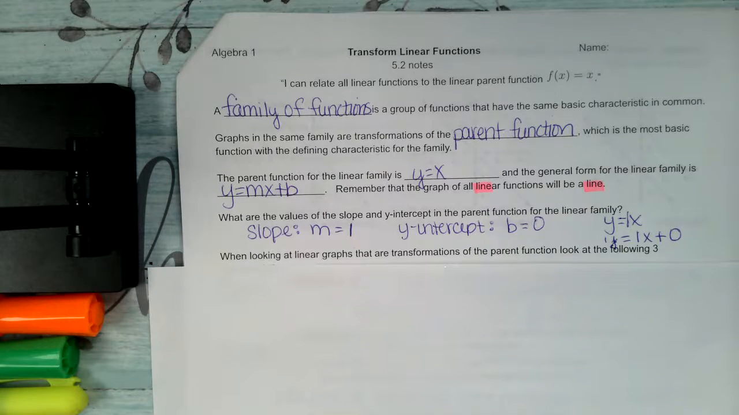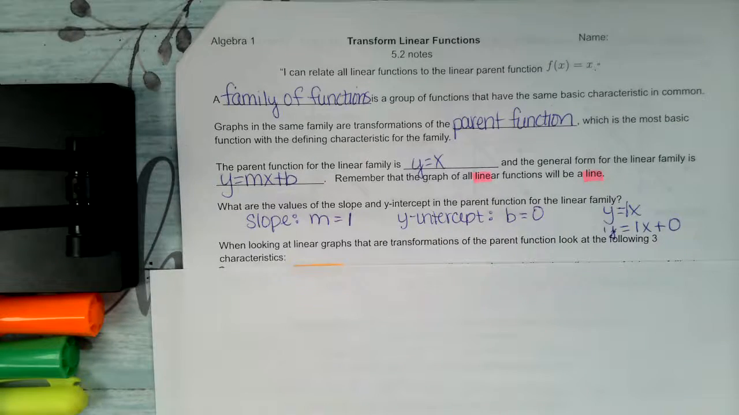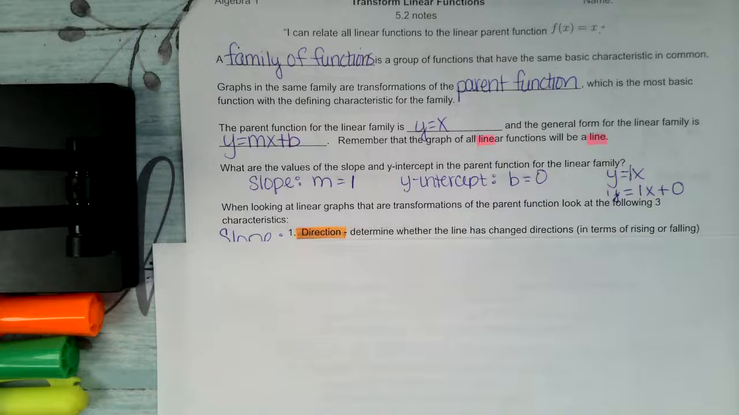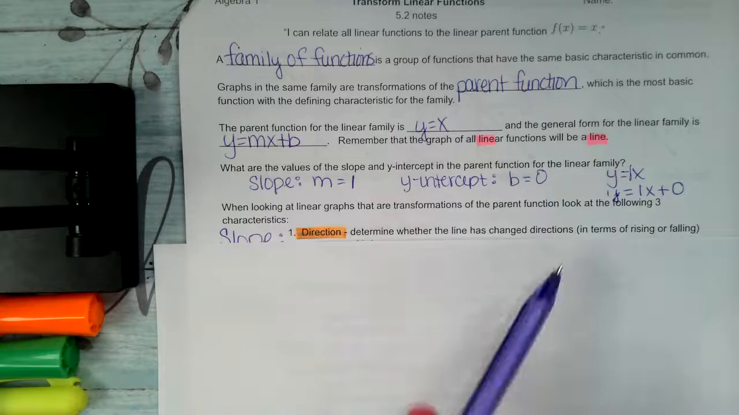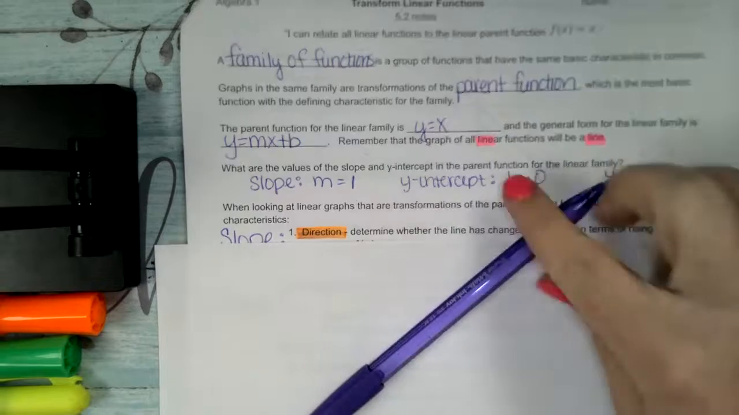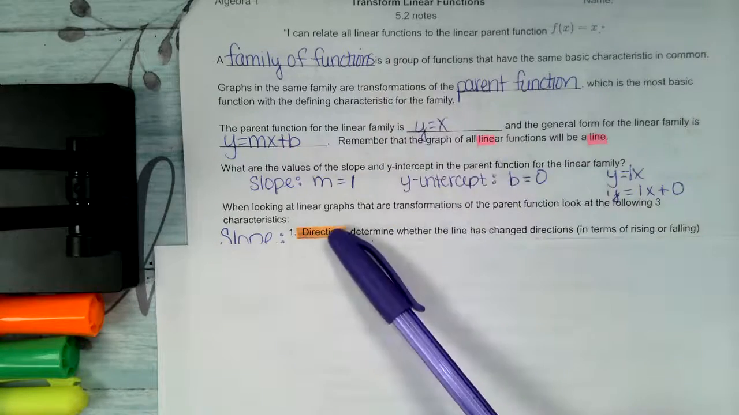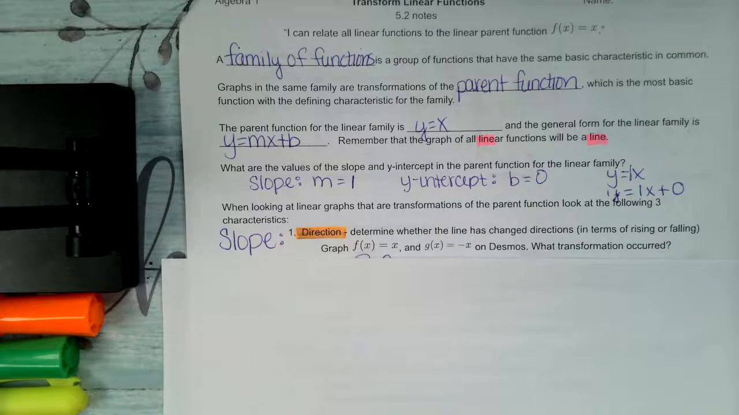All right, so when looking at linear graphs that are transformations of the parent function, look at the three following characteristics. The first one is the direction. When you're talking about the direction, you're talking about the slope. The slope determines whether the line is going uphill like this or going downhill like that.